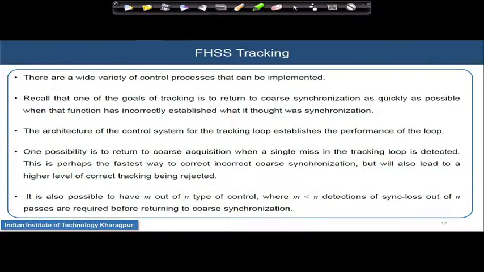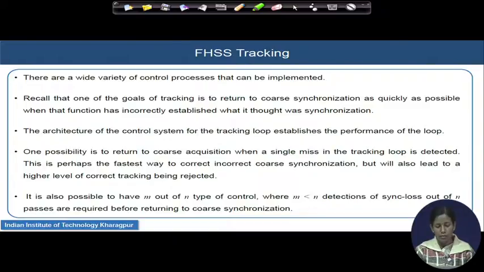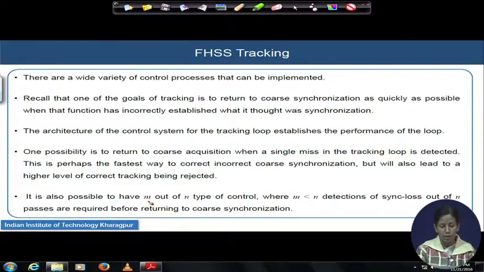A lot of control logic is involved in the tracking loop. Let us consider a situation with an m out of N type of control, where m is less than N: detections of sync loss in m out of the N passes are required before returning to coarse synchronization. This is one kind of logic we have fixed. Only if we detect at least m sync-loss detections will we declare that synchronization has not actually been achieved in the coarse acquisition mechanism, so we need to go back.